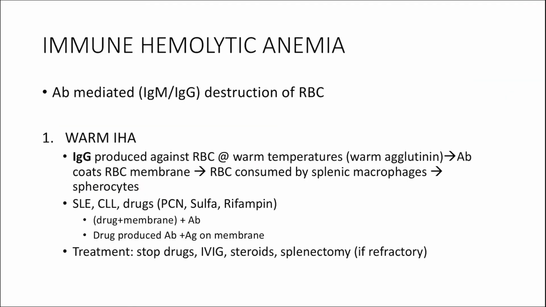It's basically an antibody destruction of RBC. This can be warm or cold. The warm immune hemolytic anemia is basically when you have an IgG antibody, which is produced against RBCs in warm temperatures. So we call this a warm agglutinin. What this means is that there's an RBC, and for some reason you have an antibody that coats the membrane of the RBC, and therefore the spleen recognizes this as a foreign body.